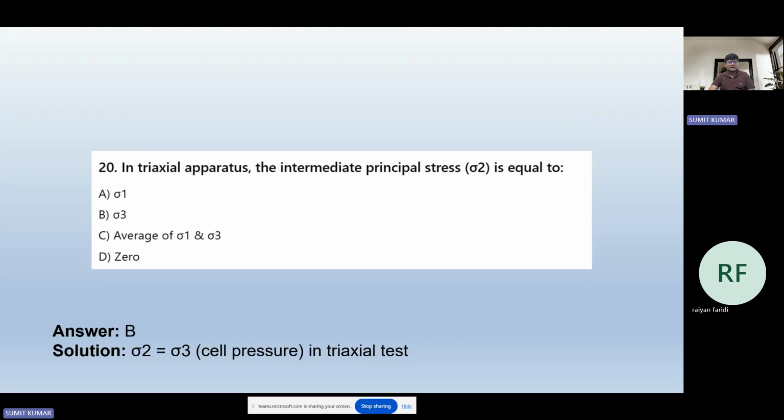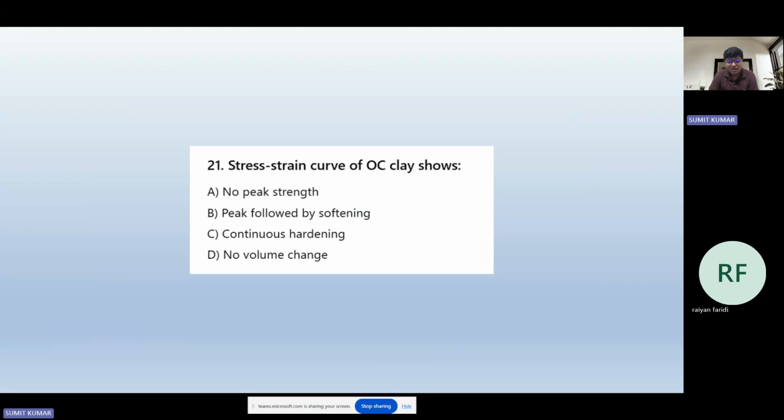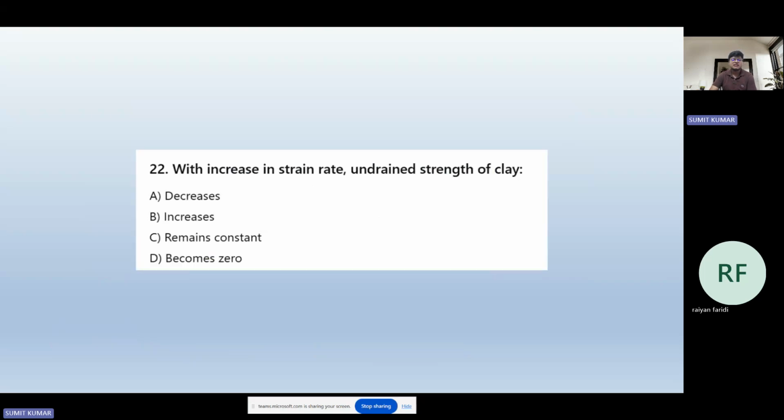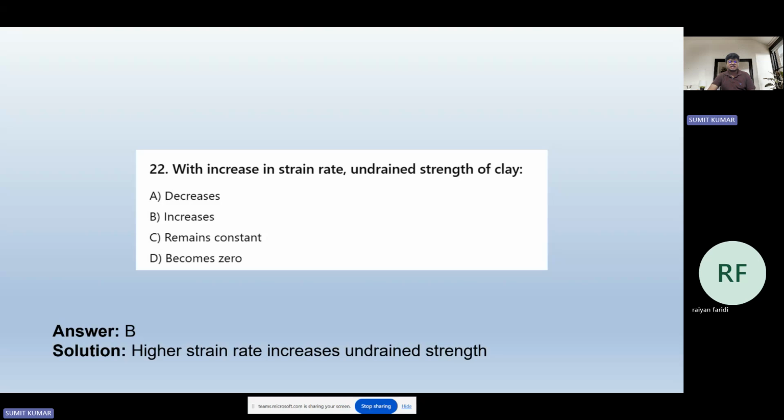Now, when we move ahead, we see the stress strain curve for the overconsolidated clay: no peak strength, peak followed by softening, continuous hardening, or no volume change. So peak followed by softening, option B, is the correct answer. It is also shown in the figure mentioned in the PPT earlier. Now, moving to the next problem, with the increase in strain rate, the undrained strength of clay decreases, increases, remains constant, or becomes 0. The correct answer is B, that it increases.